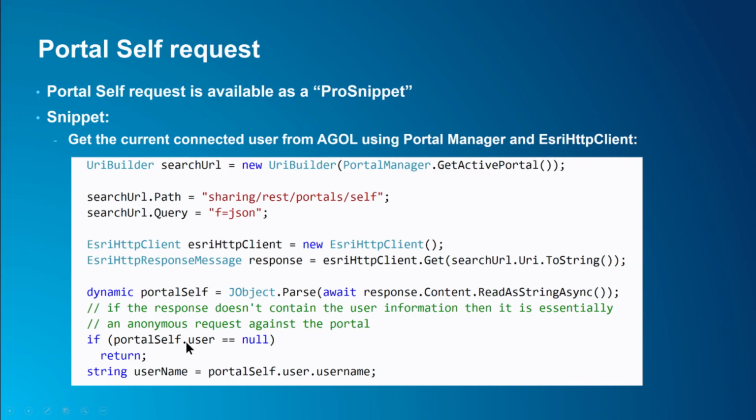So in this case, you can see I have a dynamic class called Portal Self. I can now check the members. So there has to be an attribute in the return JSON that's called user. I'm going to check it for null here, just in case, because if it returns null, that means I had an anonymous request. Otherwise, I will always have a user member of Portal Self. And then the user class itself has a username. So I can retrieve that information. Now I have the username from the self request.